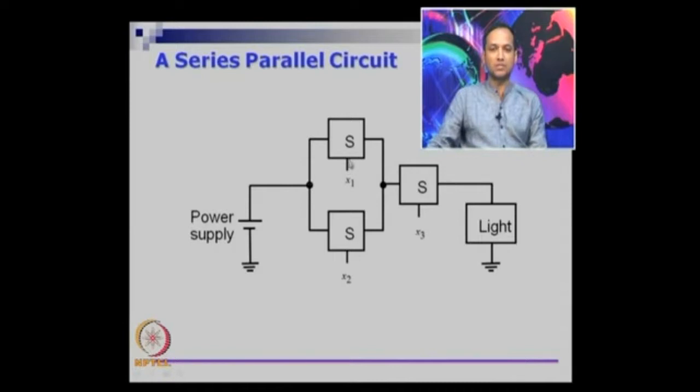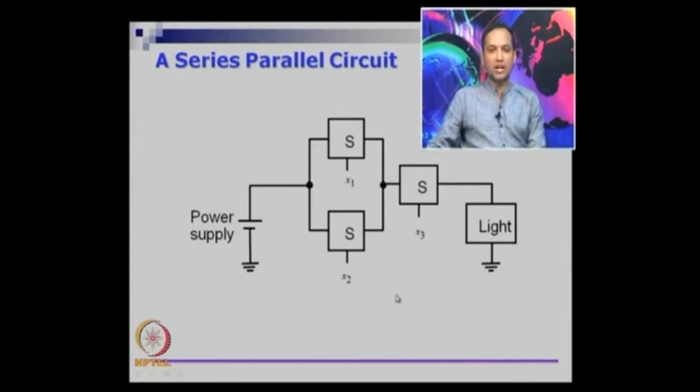So there are three switches, X1, X2 and X3, and this is the kind of setup. So just take a while and think about what will make this light glow. For this light to glow, X3 must definitely be turned on, because if S3 is off, then whatever the state of these two switches are, the light will not glow. So we want X3 to be on, and these two are in parallel, which means at least one of them must be on for the light to glow.